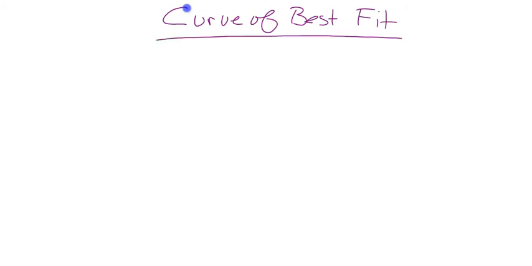So, curve of best fit. Okay, so a curve of best fit. What we want to do is a scatter plot. We want to look at the scatter plot and say, hey, that looks like a straight line. So then I'm going to use a linear regression, a line of best fit, which is what we did yesterday.